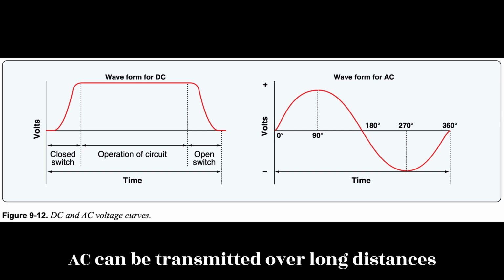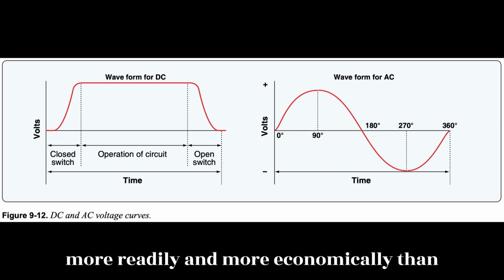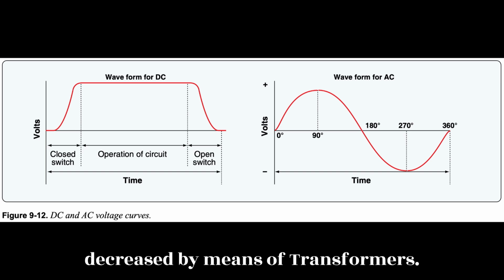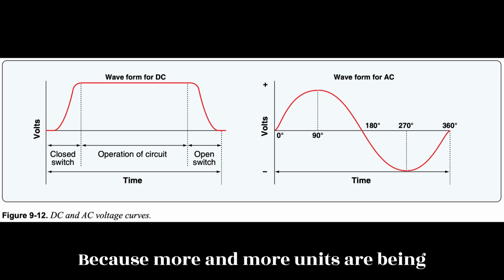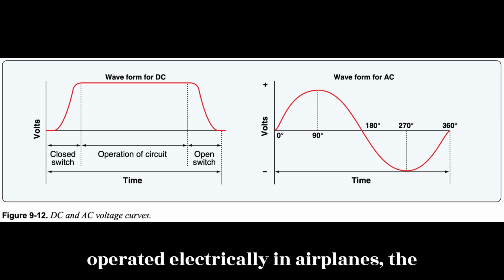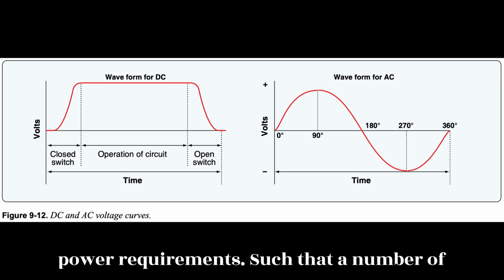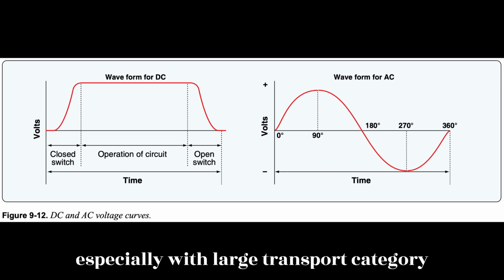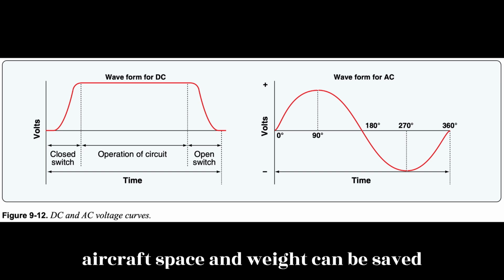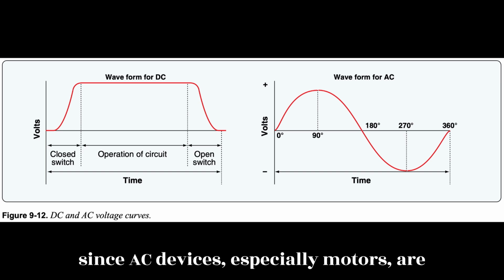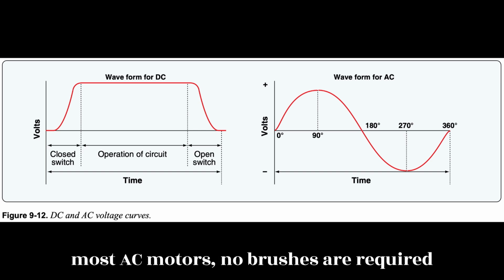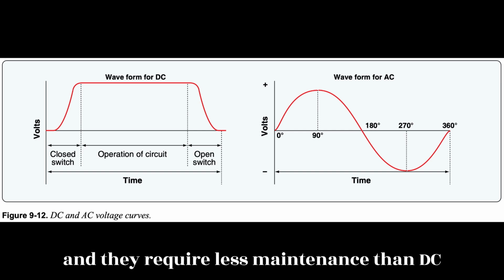AC can be transmitted over long distances more readily and more economically than DC, since AC voltages can be increased or decreased by means of transformers. Because more and more units are being operated electrically in airplanes, the power requirements are such that a number of advantages can be realized by using AC, especially with large transport category aircraft. Space and weight can be saved since AC devices, especially motors, are smaller and simpler than DC devices. In most AC motors, no brushes are required, and they require less maintenance than DC motors.